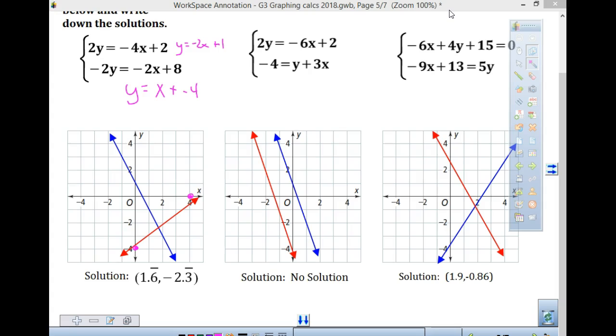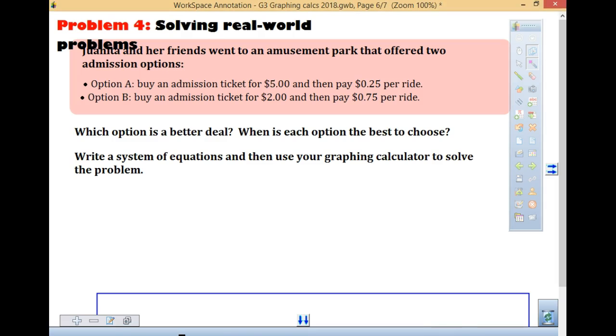When I looked at yours, did you guys get that last solution on your graphing calculator? Yep. Okay. So let's go to the last problem in your notes. The last problem in your notes has this question. As we look at this, it says, when Ethan and her friends went to an amusement park, they offered 2 admissions. Option A, buy an admission ticket for $5 and pay 25 cents a ride, or buy an admission ticket for $2.75 a ride. Which option is a better deal? When is each option the best choice? Write a system of equations, use your graphing calculator to solve.